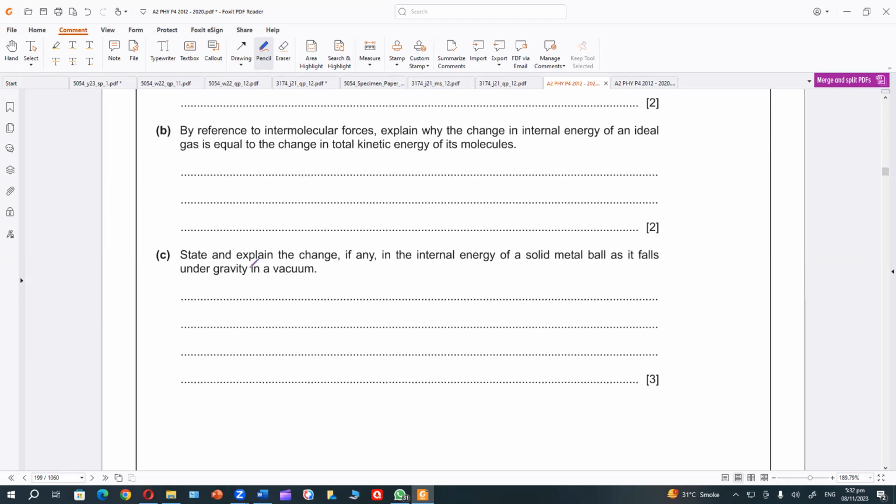By reference to intermolecular forces, explain why the change in internal energy of an ideal gas is equal to the change in total energy of its molecules. What was the concept? In an ideal gas, we assume that it has no intermolecular forces, which means internal potential energy is zero. This is a famous assumption. Now, if this is the assumption, then U is equal to EK plus EP. EP is equal to 0. So U is equal to EK.